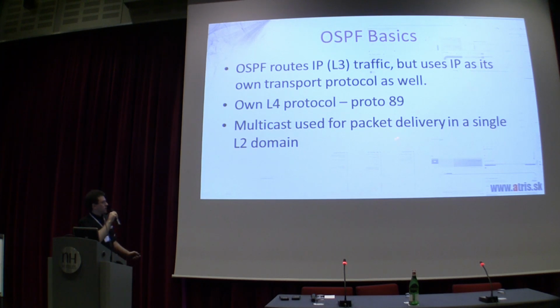Multicast is used for packet delivery in a single layer 2 domain. There are different interface types which use broadcast or a point-to-point communication, etc. But by default, multicast is used. So if you are somehow blocking multicast on your switches at layer 2, OSPF is not going to work. I've seen this quite a few times actually, that ISPs block multicast and then OSPF doesn't work.